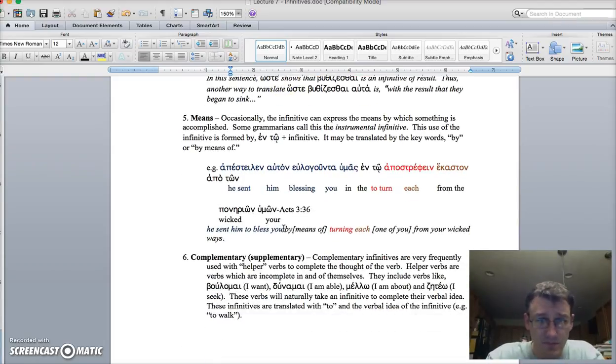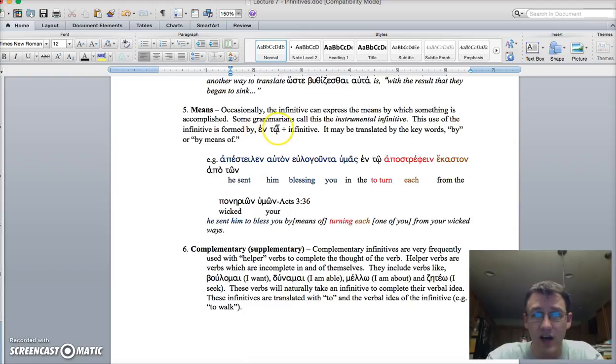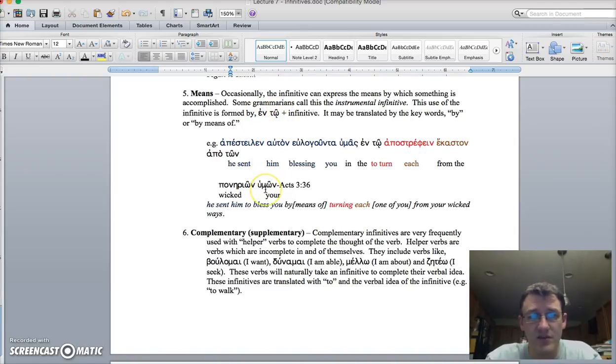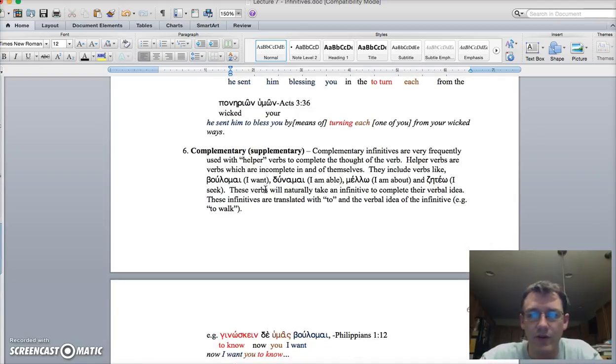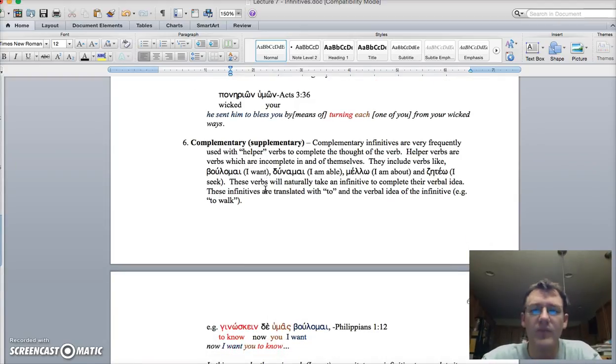Means is primarily enta, so plus the infinitive. And then we get to some frustrating ones. They don't have to be, but they can be. And so let me explain here.